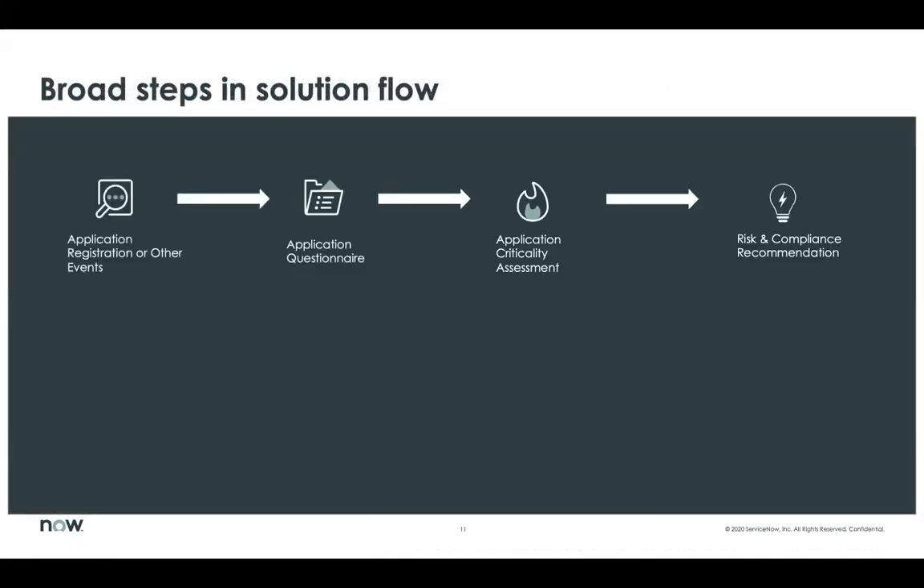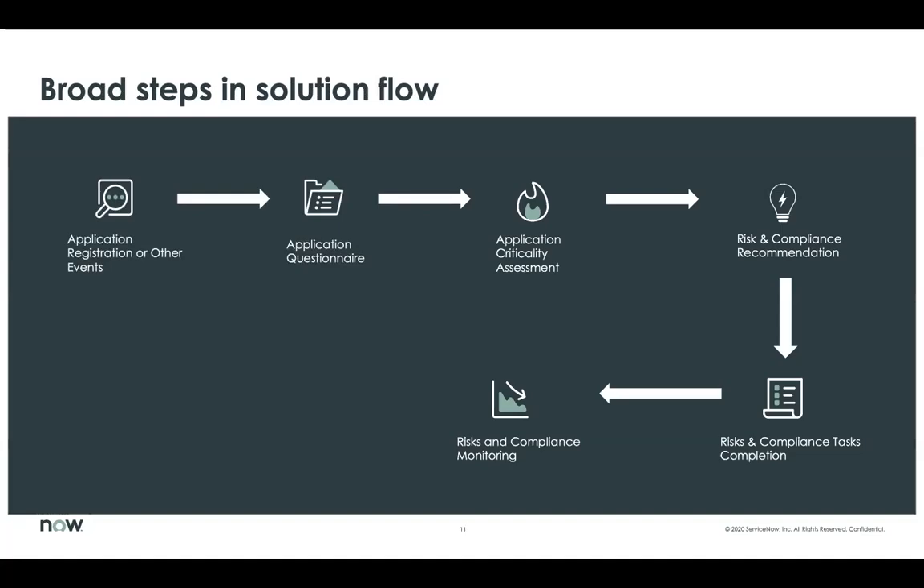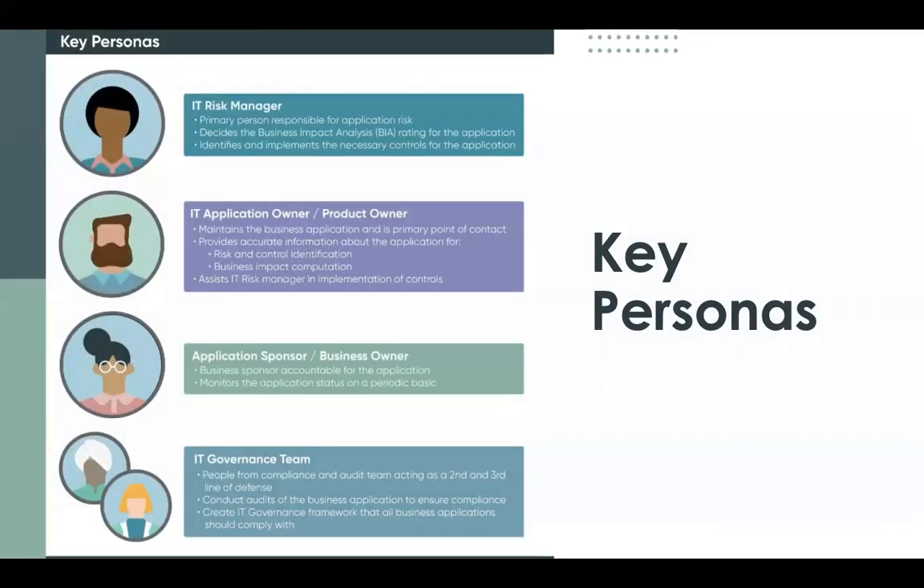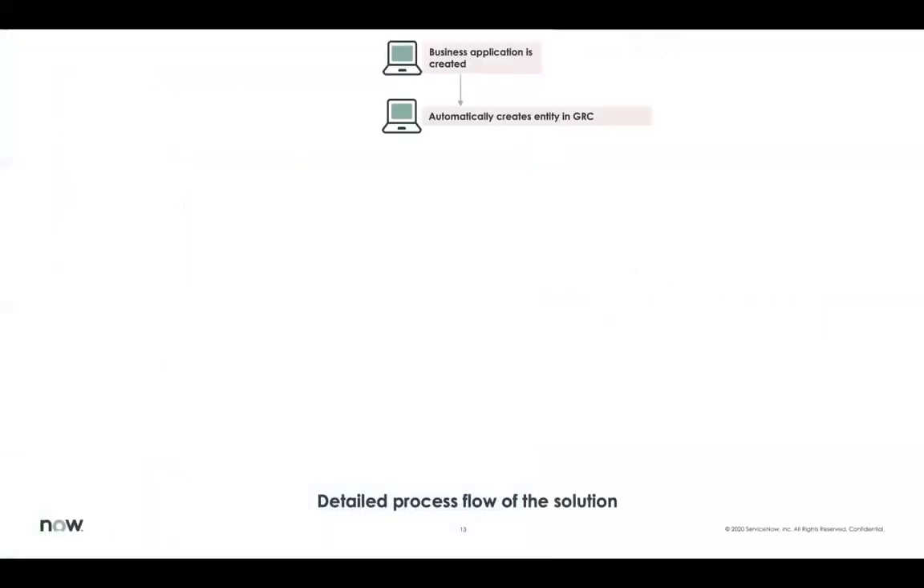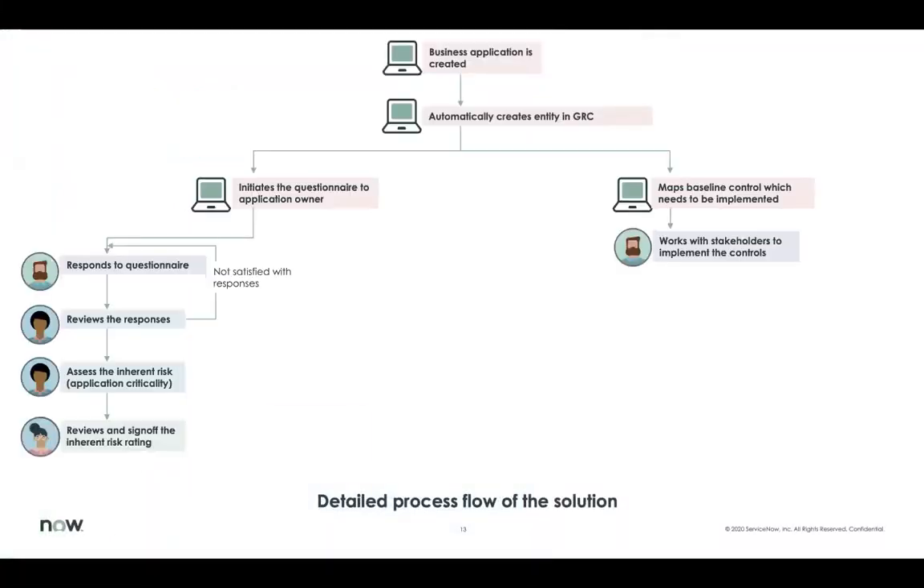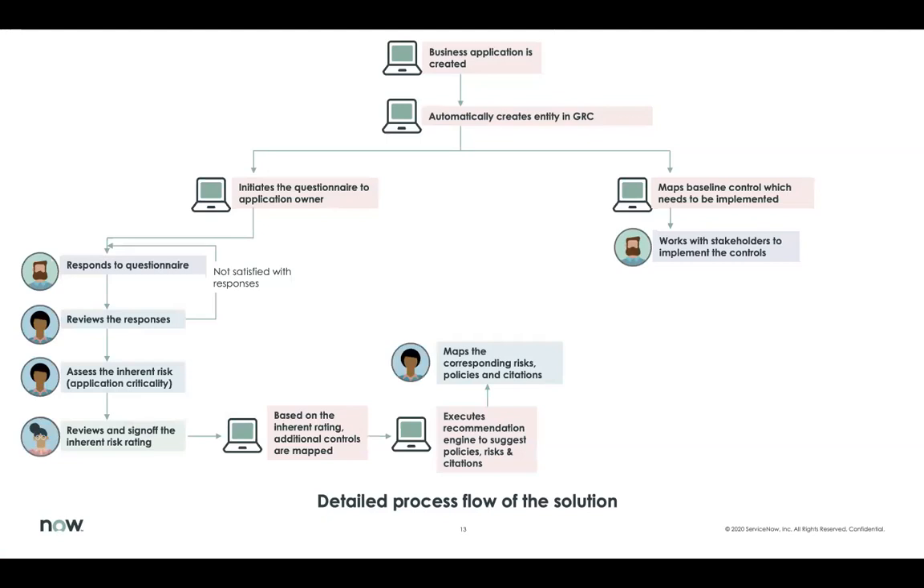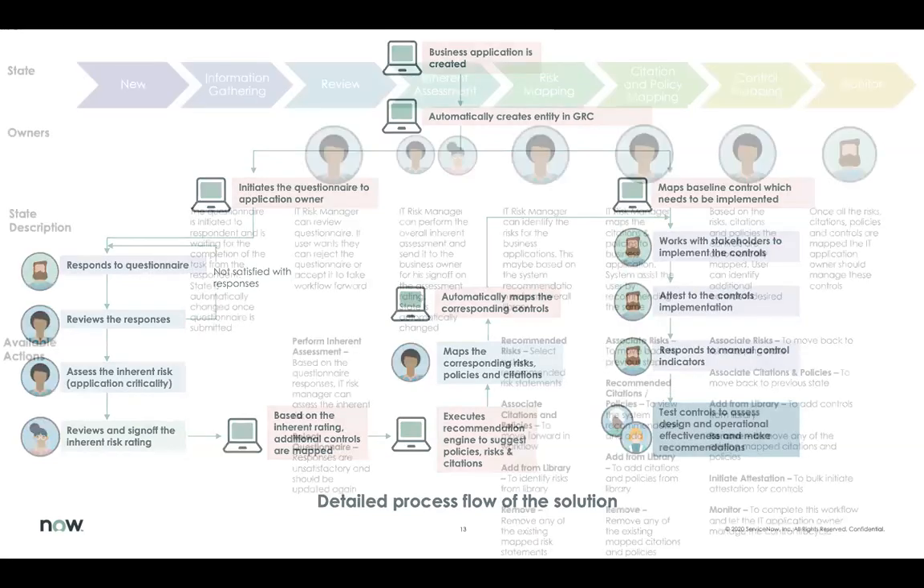What I've just described is detailed here, with the broad steps in the solution flow. This slide talks about the key personas, the IT risk manager and the IT application owner being the main people. This is a detailed slide which explains the entire flow, and I can share all of these slides with you after this call. It explains how the communication between the IT app owner and the risk manager on the GRC side happens, the implementation of the controls, and so on.